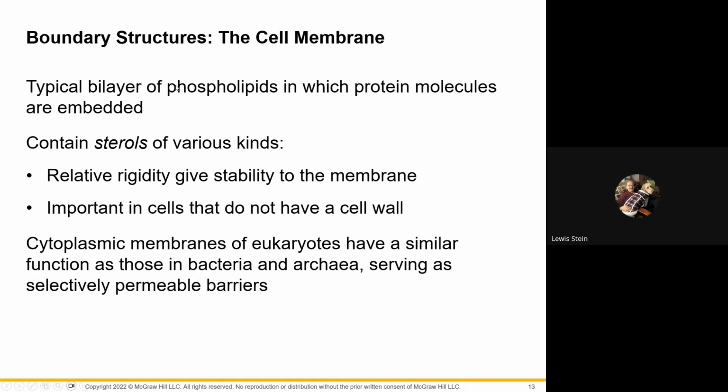Typical good old phospholipid bilayer, thank goodness. Here's a big player, sterols. The sterol, we have that.